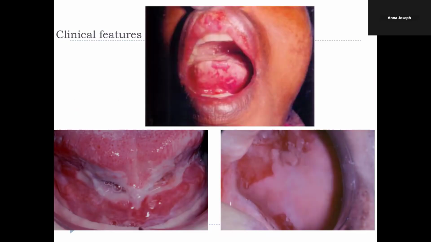Oral manifestations include similar vesiculobullous lesions. Usually, the vesicles are ruptured by the time the patient arrives at the clinic or gets a consultation with the doctor. So we tend to see more of ulcerative and erosive lesions as well as crusting of the lip, crusting and hemorrhagic crusts which are seen on the lips.